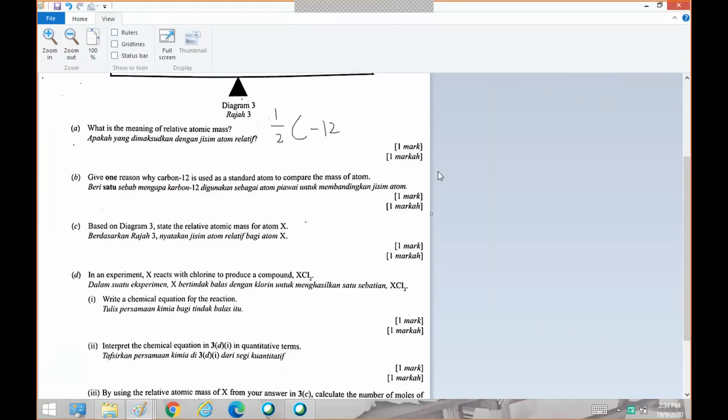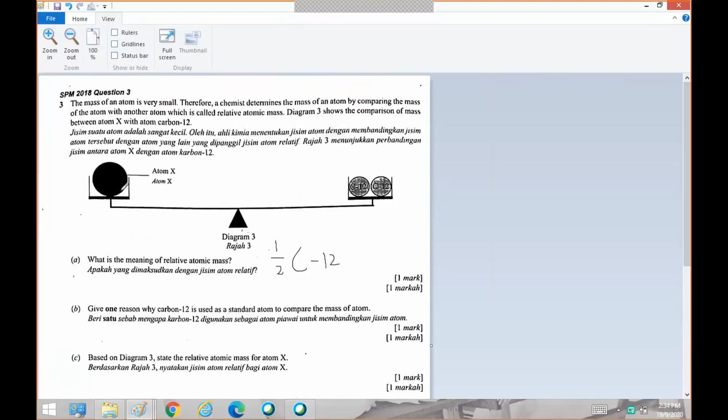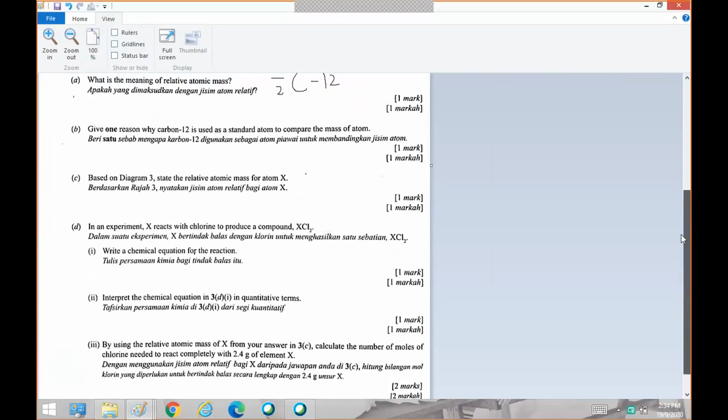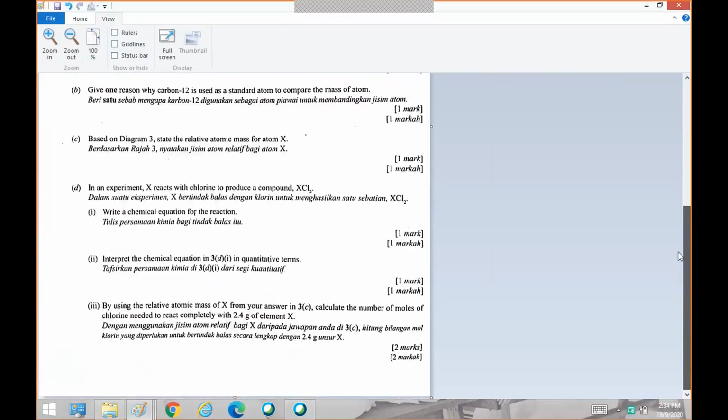Now, based on diagram 3, state the relative atomic mass of atom X. You should have no problem. You have 2 atom X equal to 1. No, 1 atom X is equal to 2 carbon 12. So you know what the number is. And from that point on, suddenly it changes. X reacts with chlorine to produce the compound XCl2. Write a chemical equation for the reaction.